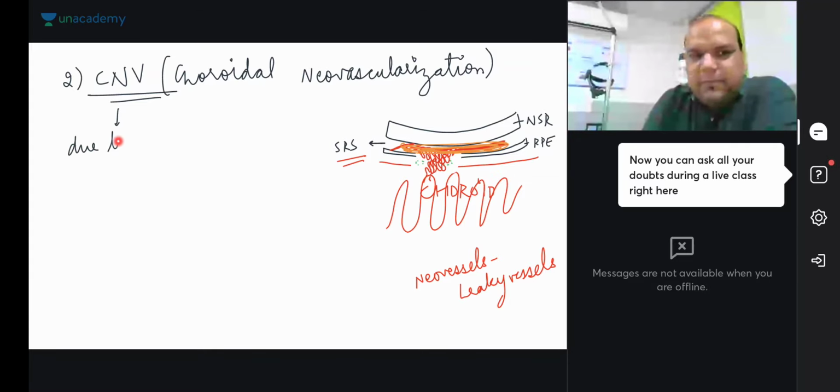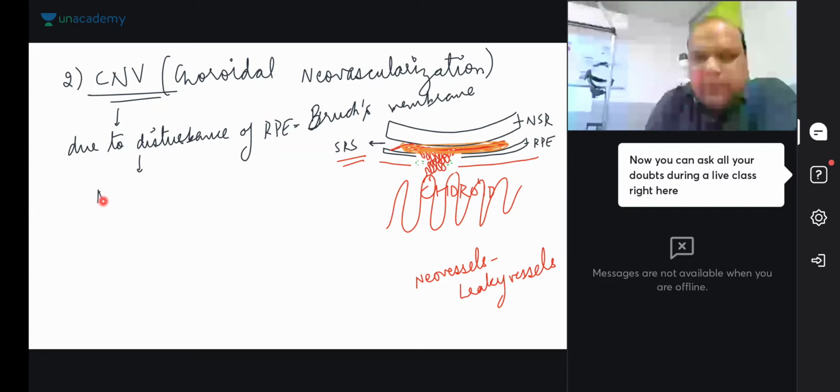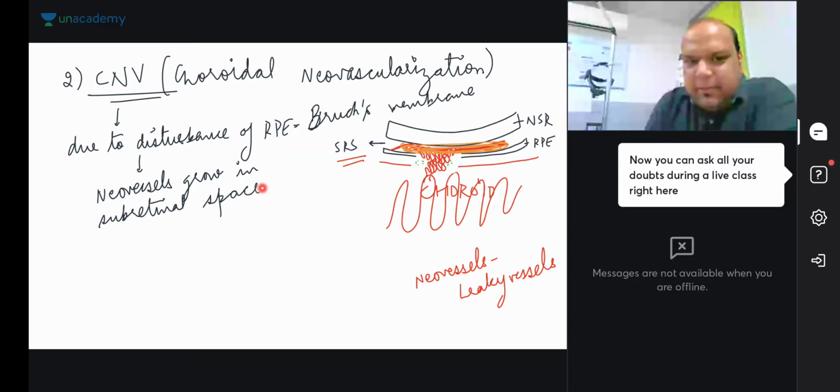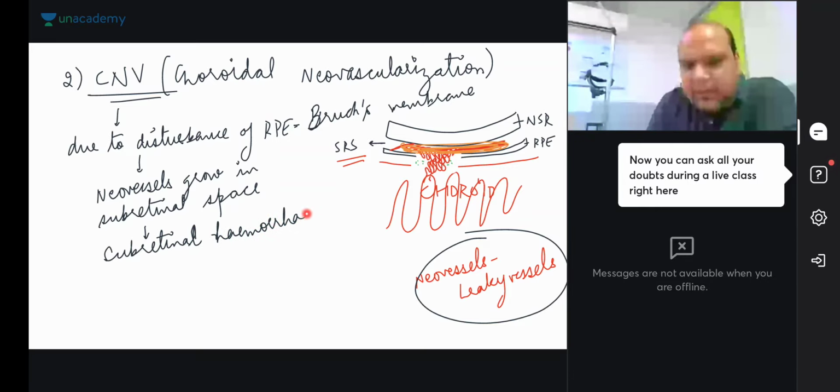Due to disturbance of RPE, and I can say, sorry, I'll just write it, RPE and Brooks membrane. Okay, neo vessels grow in subretinal space. I hope you understand. And because neo vessels are leaky vessels, they cause subretinal hemorrhage. Then this subretinal hemorrhage will organize or will get absorbed by formation of fibrovascular membrane.